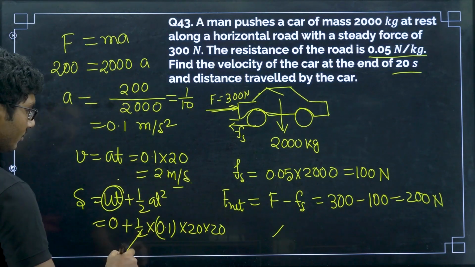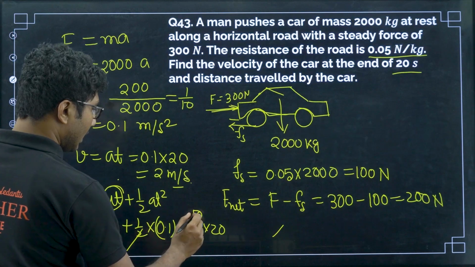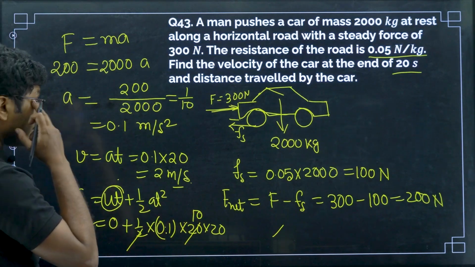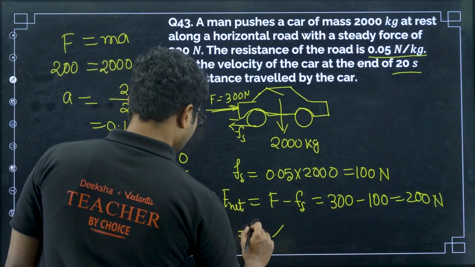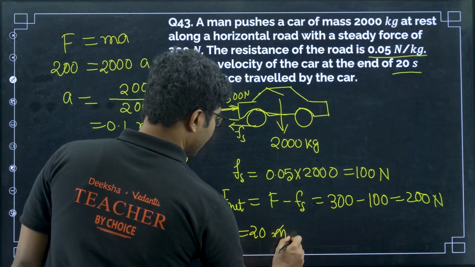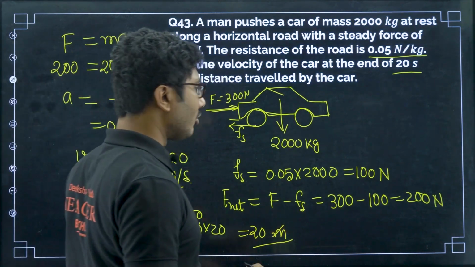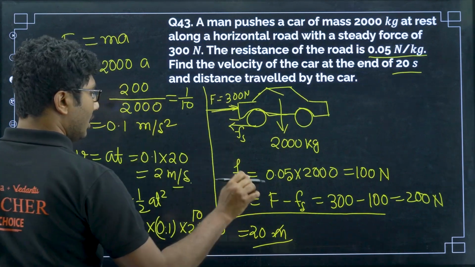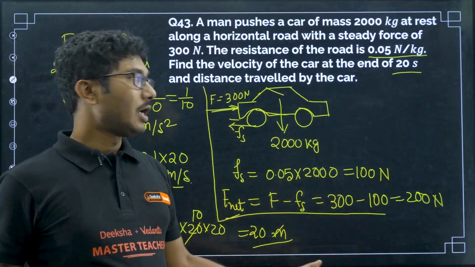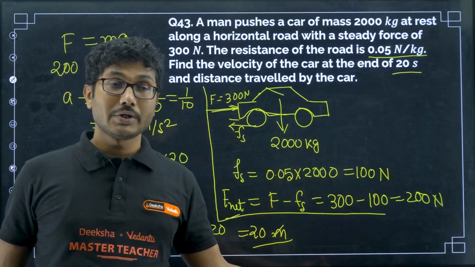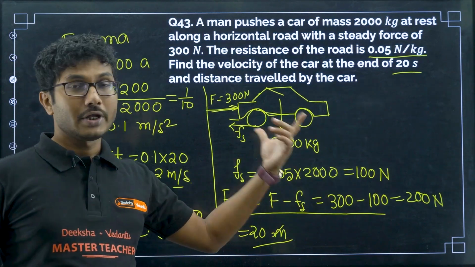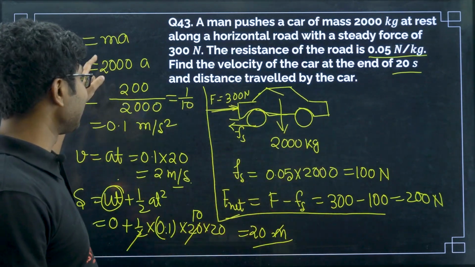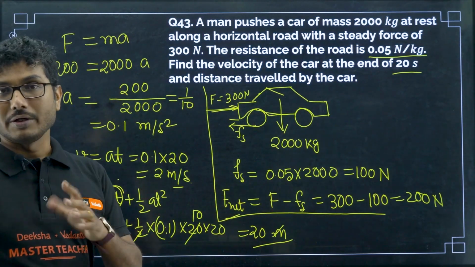So the 2 will cancel, it will become 10 into 0.1 is 1, so it will be 20 meters. So even after it is pushing very hard, it only moves by a distance of 20 meters. So you have to be careful. First you have to calculate the frictional force, then calculate the net force, and from the net force you have to calculate the acceleration, then use the simple equation of motion.